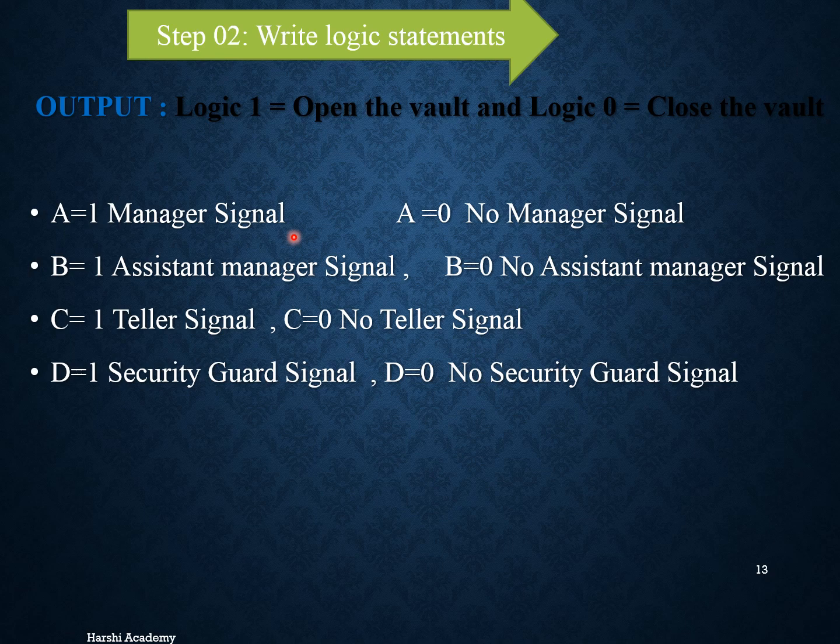Let's define four variables. Manager A, assistant manager B, teller C, security guard D. Then A equals 1, then manager signal OK. B equals 1, assistant manager signal OK. C equals 1, teller signal OK. D equals 1, security guard signal OK. Then A equals 0, no manager signal. B equals 0, no assistant manager signal. C equals 0, no teller signal. And D equals 0, no security guard signal.